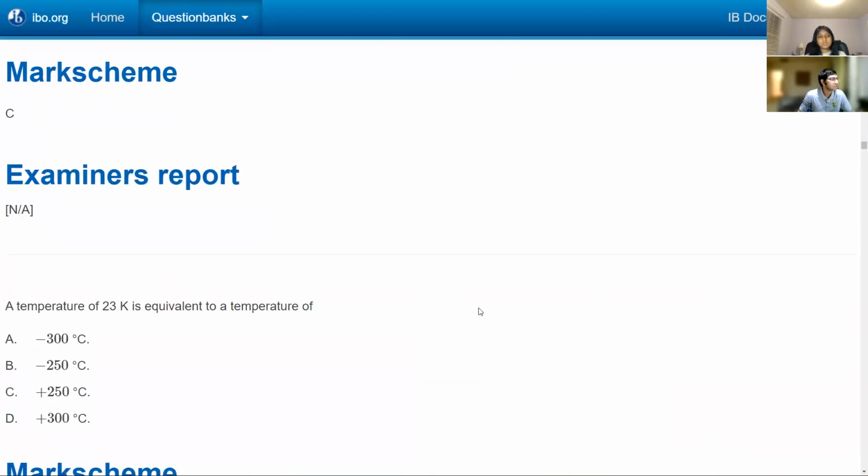cool. Temperature of 23 Kelvin is equivalent to a temperature of, oh God, it's minus 273? It's B then. I think so, yes.